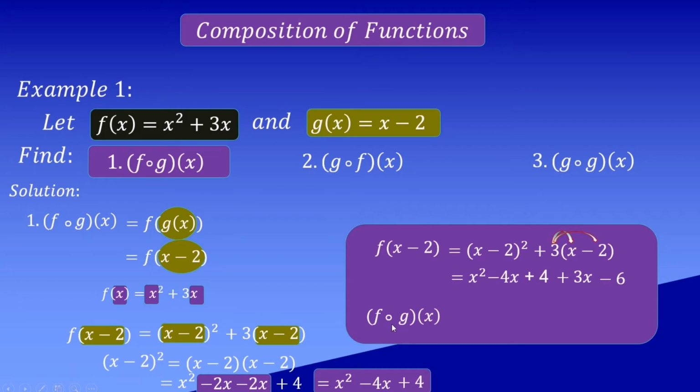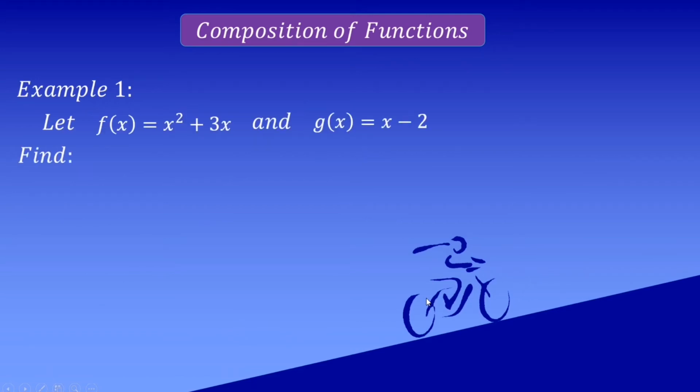Then the composition of two functions f and g of x is equivalent to f of x minus 2. That is equal to x squared minus 4x plus 3x, combining like terms, it becomes negative x. Then get the sum of the constants, plus 4 minus 6 is negative 2. So the composition of the two functions is x squared minus x minus 2.